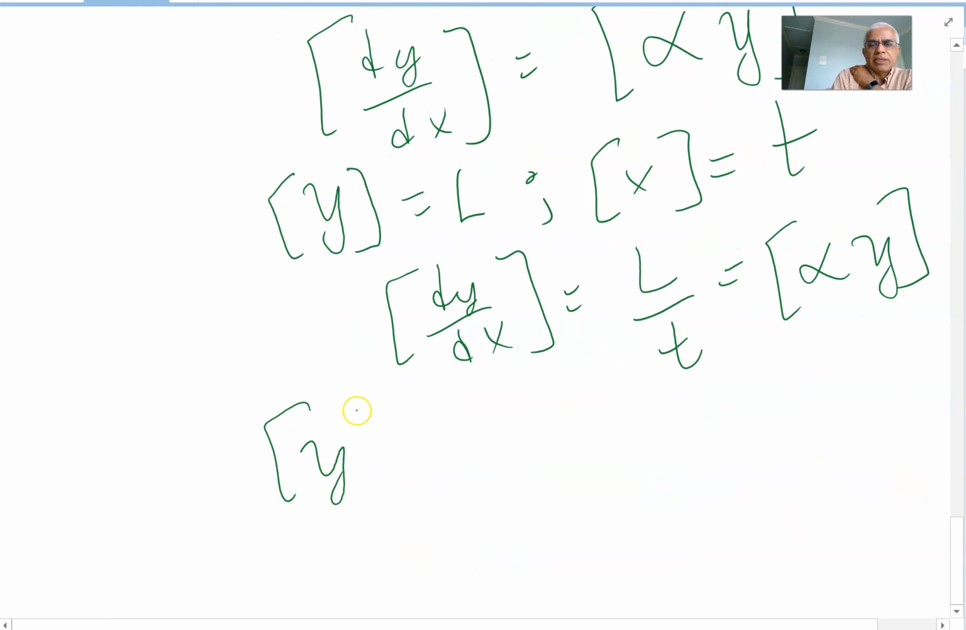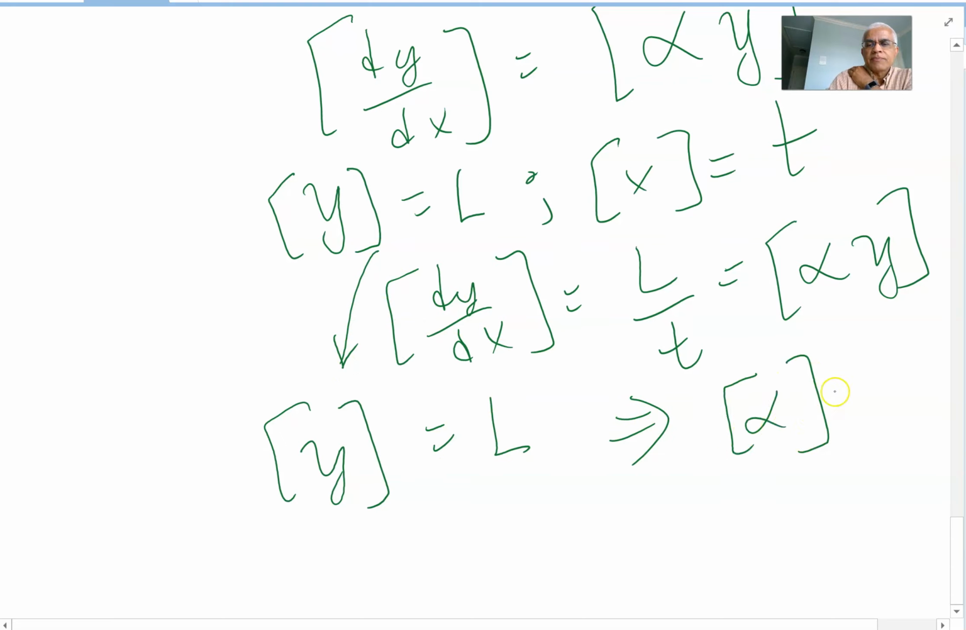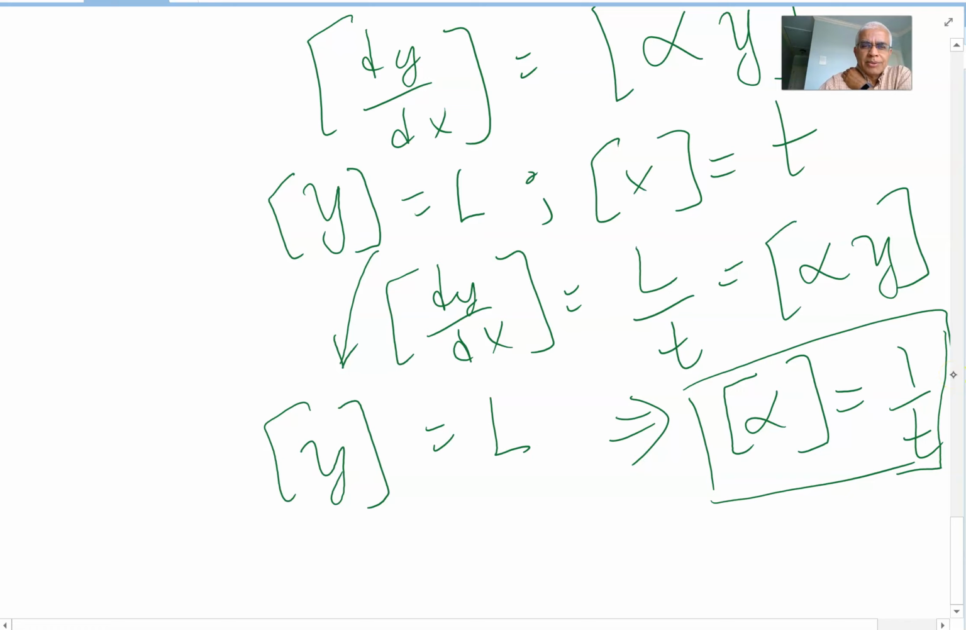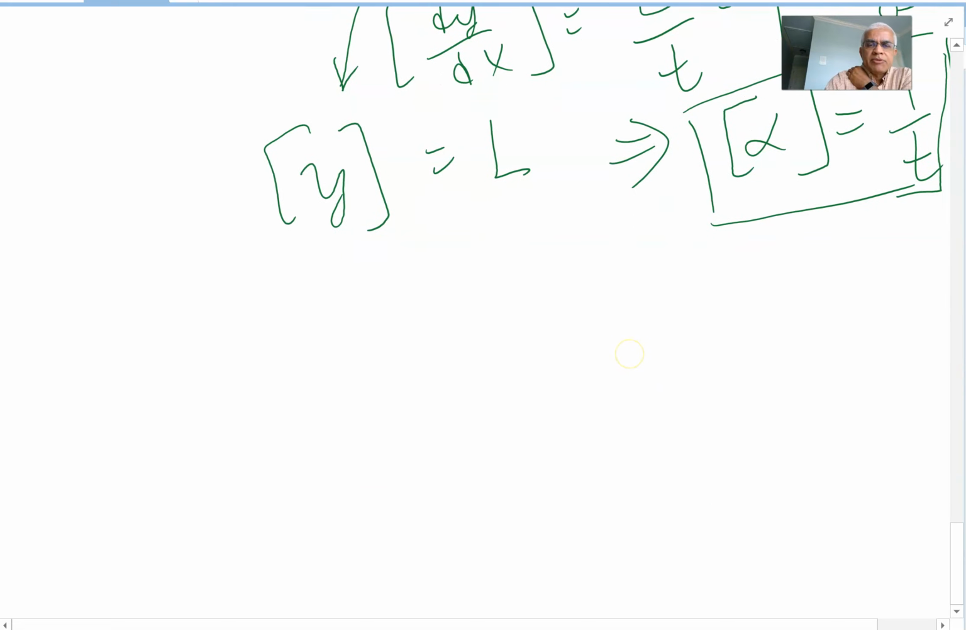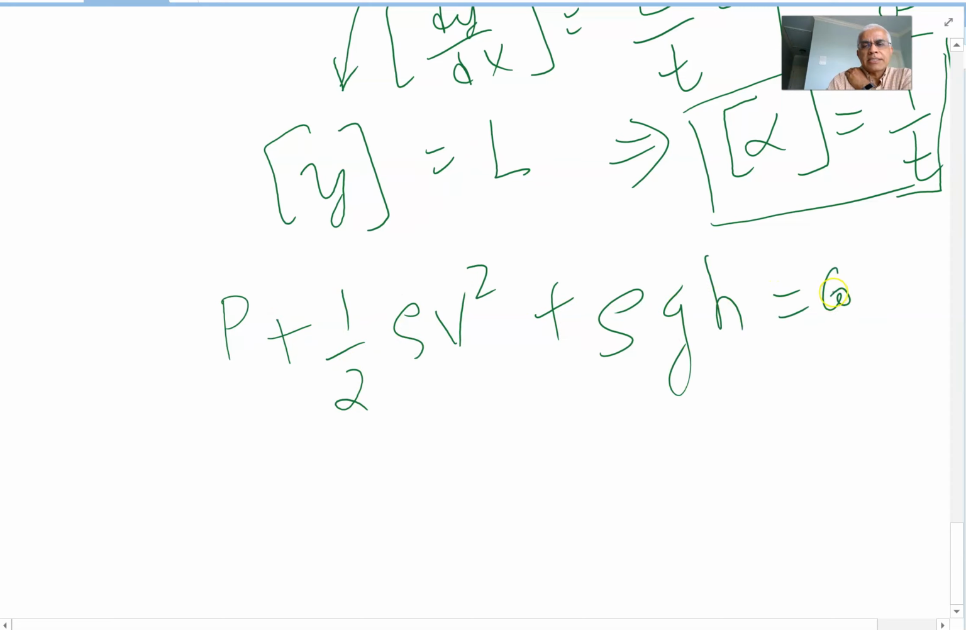But we know the dimensions of y, as assumed here, is length. So this implies the dimensions of alpha have to be 1 over time, right? So you have no choice, but alpha should have the units or the dimensions of 1 over time. Okay, so it's very important to keep that in mind. If you read the engineering math summary notes, there are other specific examples that are given. For instance, an equation that arises in fluid mechanics later this semester is P plus half rho V squared plus rho GH is a constant.